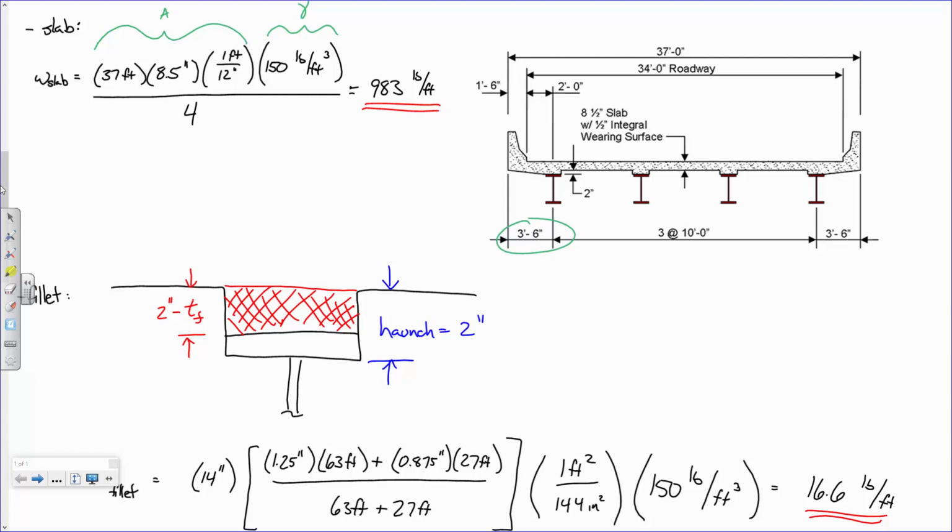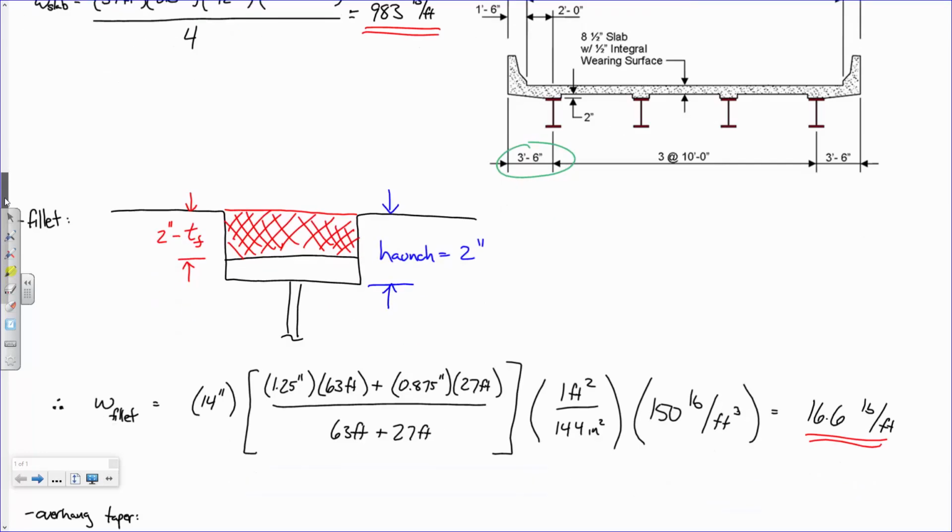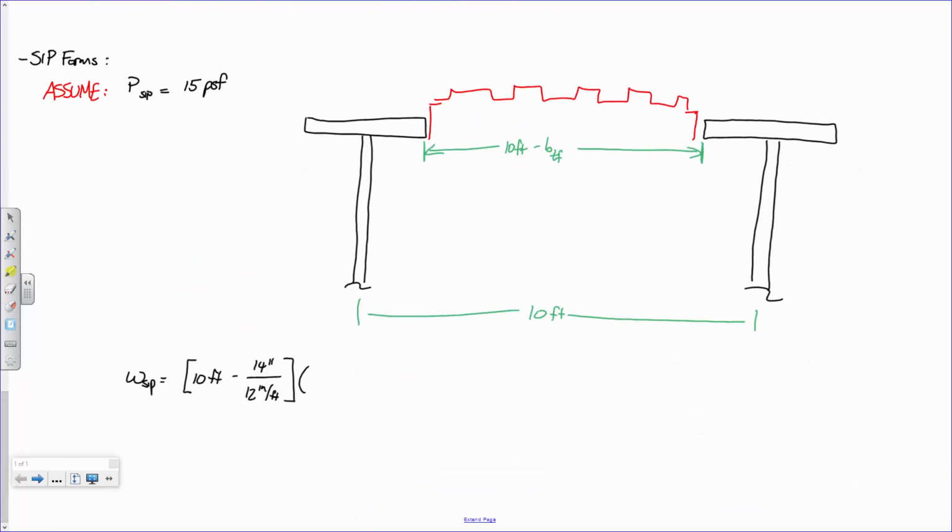So how many increments of formwork do I have? 3, right? 1, 2, 3. So I propose what you do is you would say, all right, take this distance, multiply it by 3, but divide it by 4. Everybody okay with that? And then multiply it by 15 pounds per square foot.